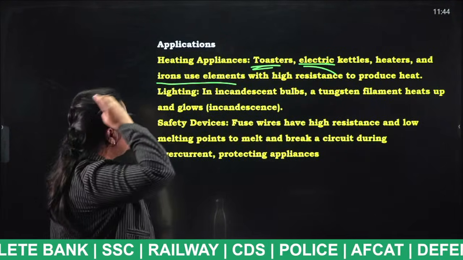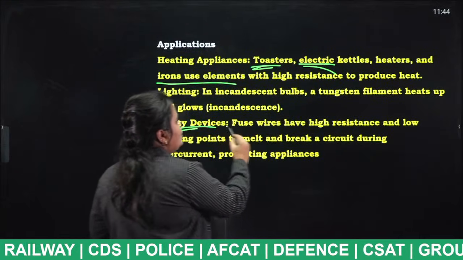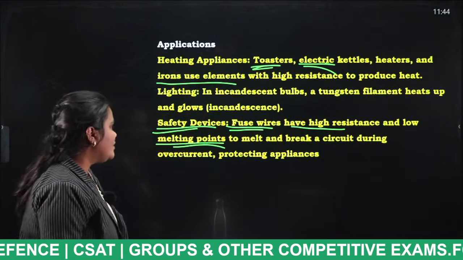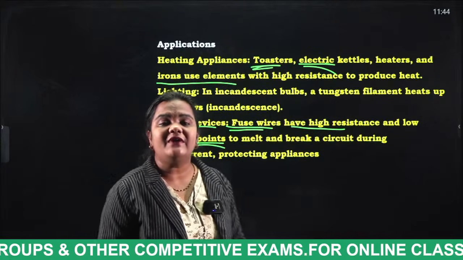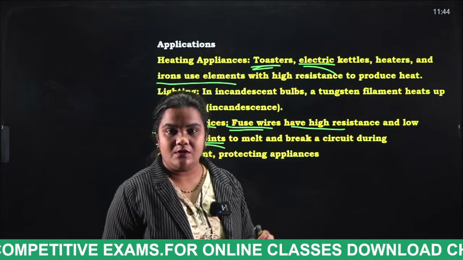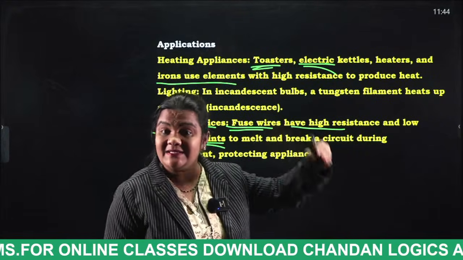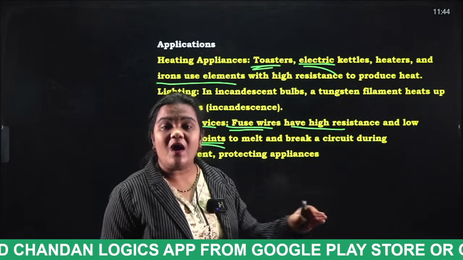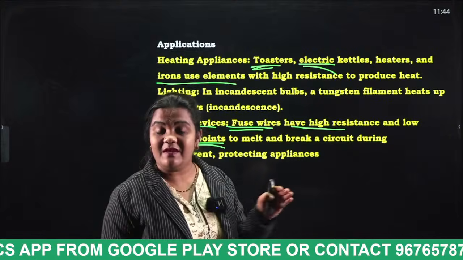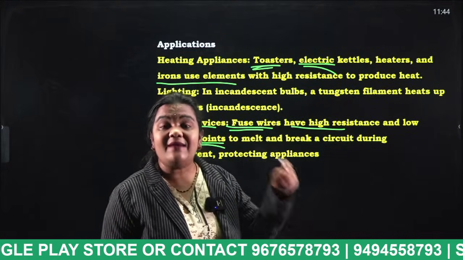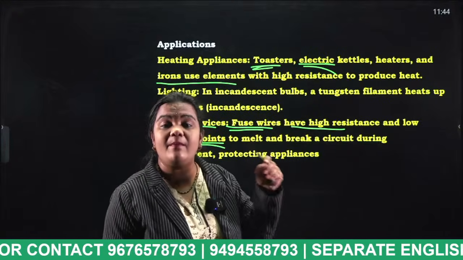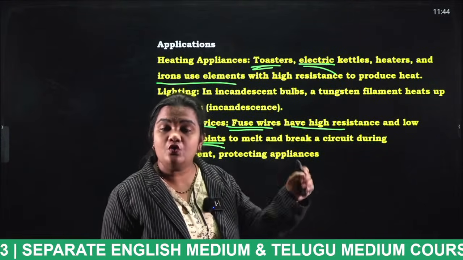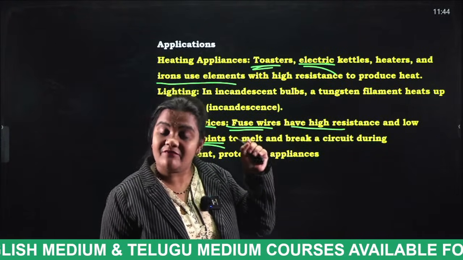Next, what are the safety devices? Fuse wires have high resistance and low melting points so they melt and break a circuit. What do we mean by safety devices? The perfect example of a safety device is the fuse. When a high current is passing, what happens, students? What safety device do we use there? The fuse. That fuse must be made of a material which has a very low melting point.